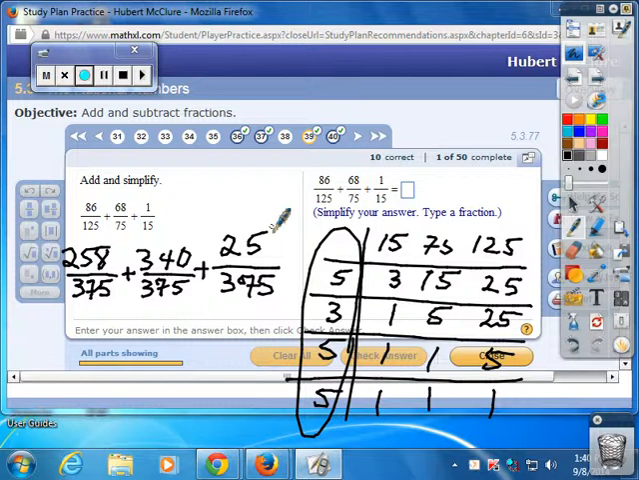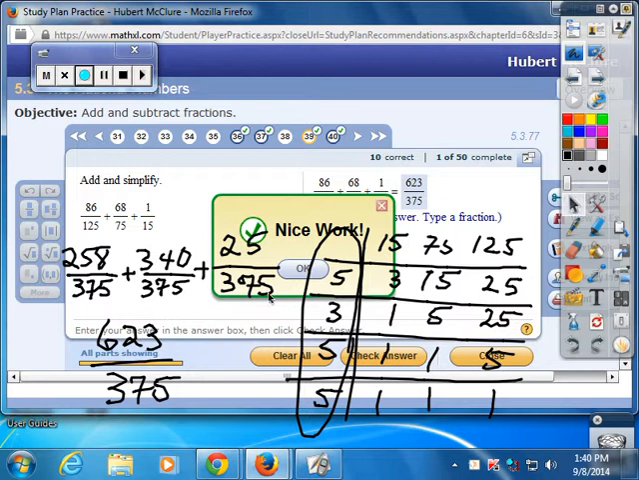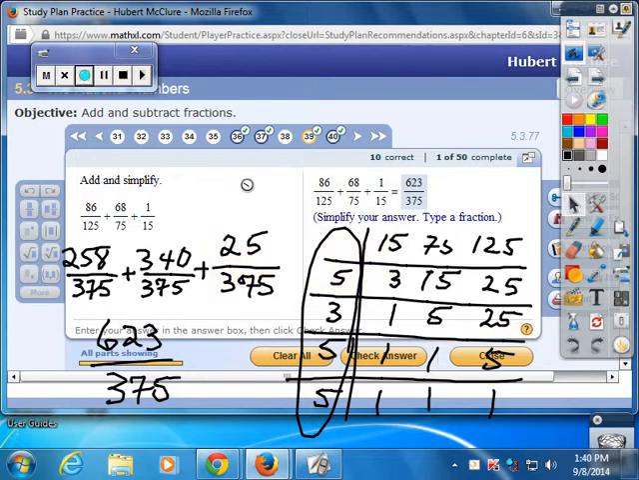I forgot the answer. What was it? 623 over 375, and reduce if possible. I don't know if that's reducible or not. Just type it in. You get 3 chances. I mean, don't waste a lot of time on a test or homework trying to figure out if it's reducible or not. Just do it, and if it is, it is. 375. It's not. And that's number 39. What does number 40 say?